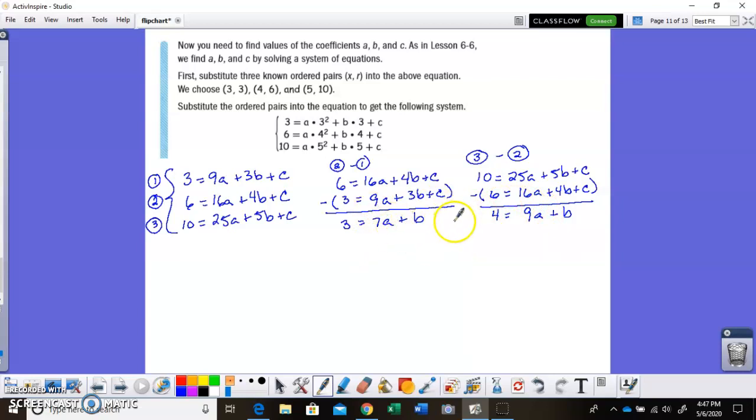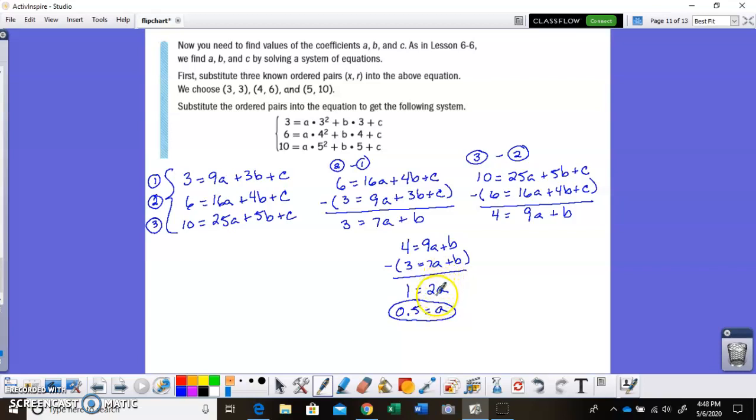So I'm going to do the same process, but now I'm going to use these 2 equations. I'm going to start with the 4 equals 9a plus b, and I'm going to subtract 3 equals 7a plus b. All right, so when I do the subtraction, I get 1 equals 2a. Basic solving, I divide both sides by 2, and I get 1/2, or 0.5, equals a. All right, well, there is one of my coefficients for my equation. Now I need to find out b.